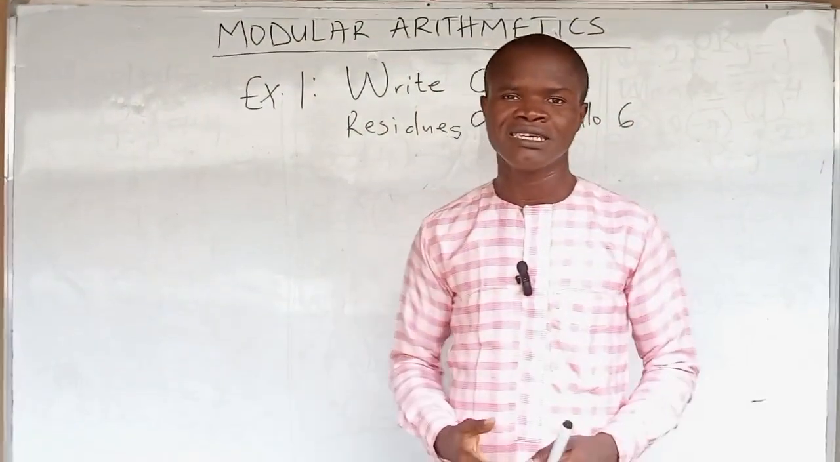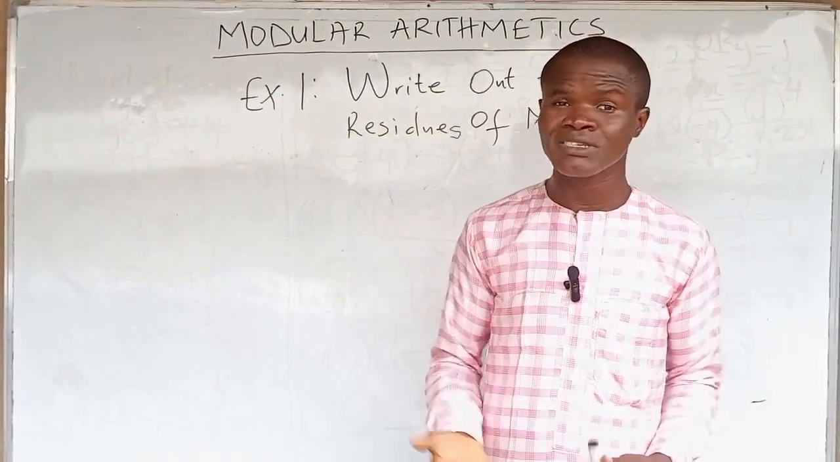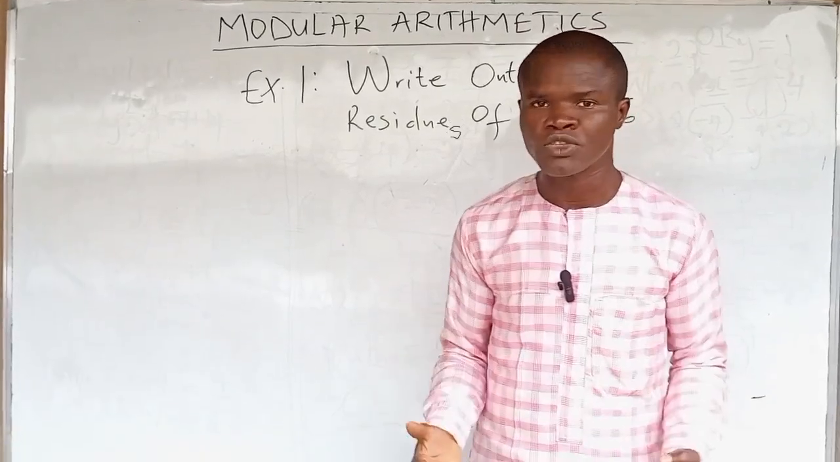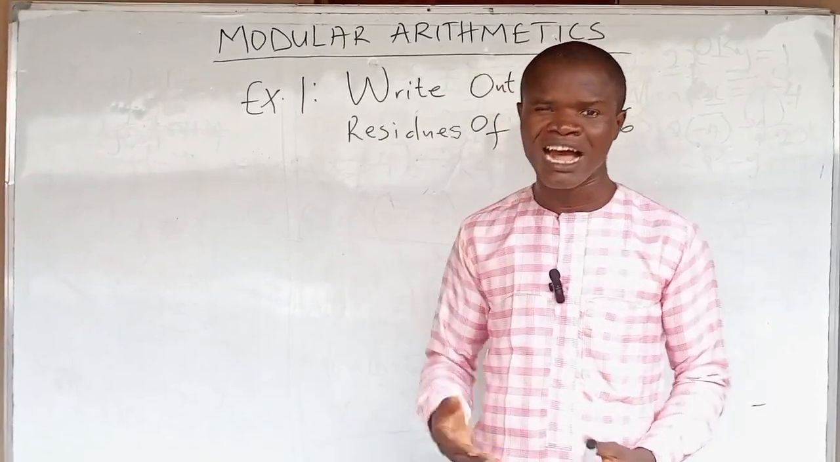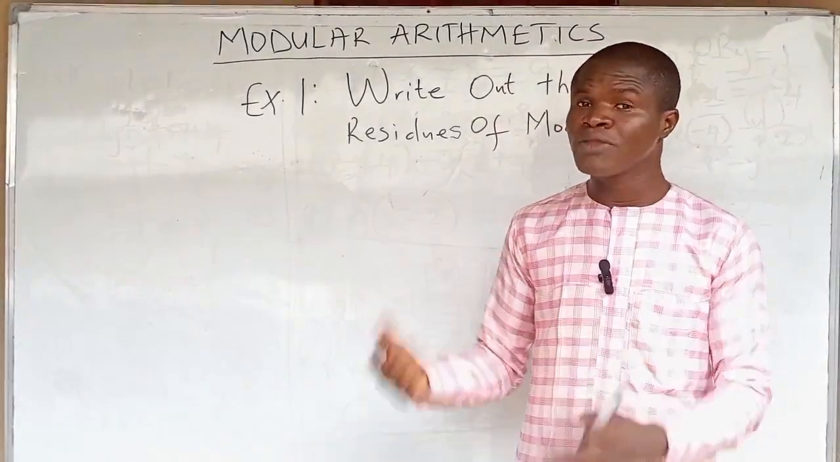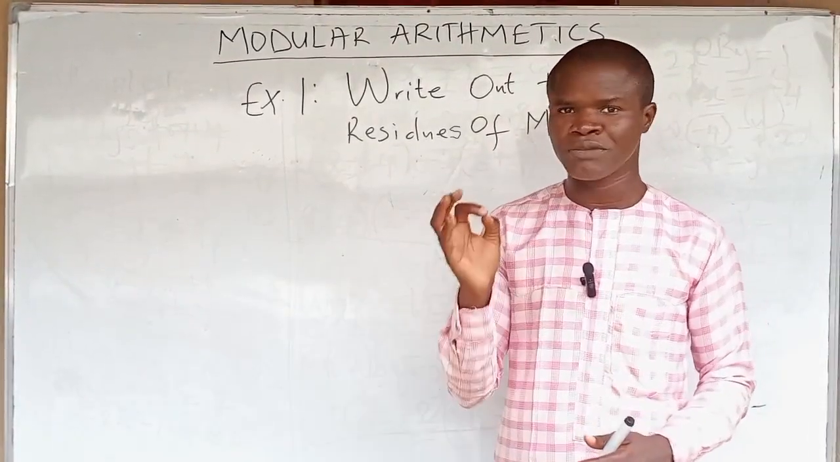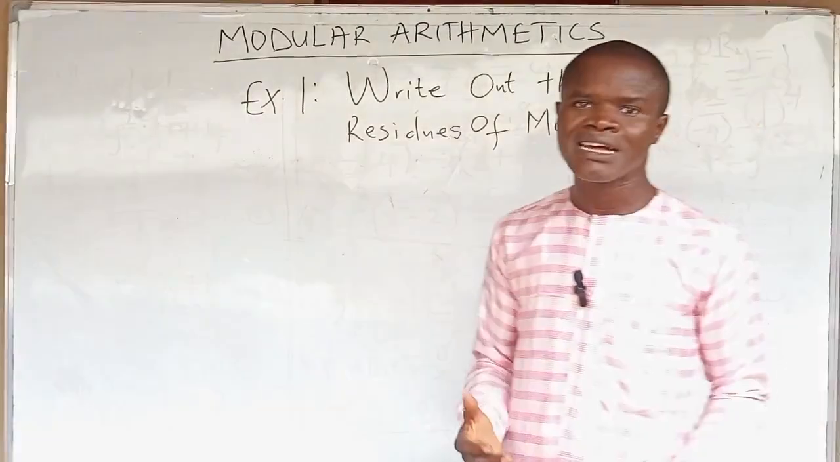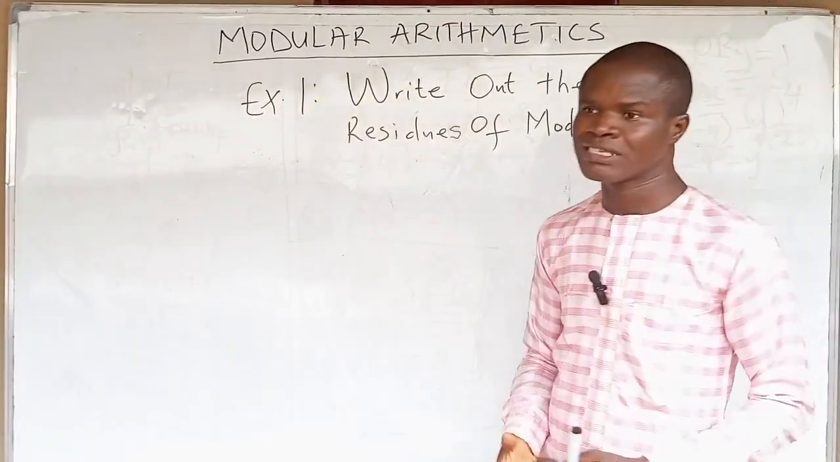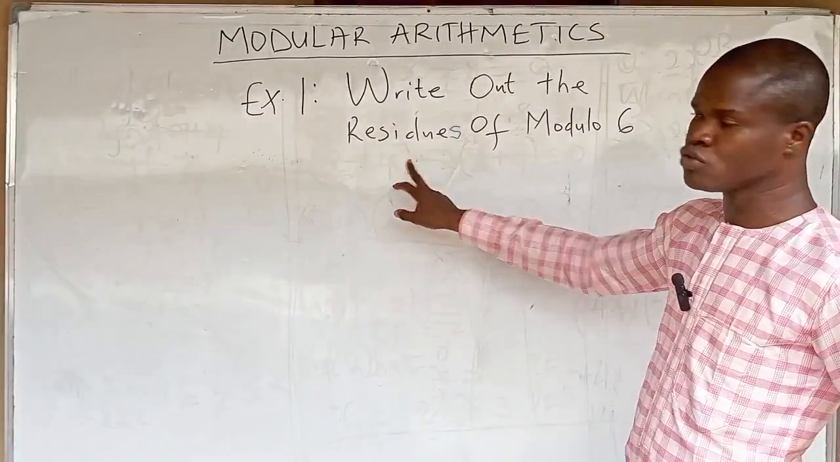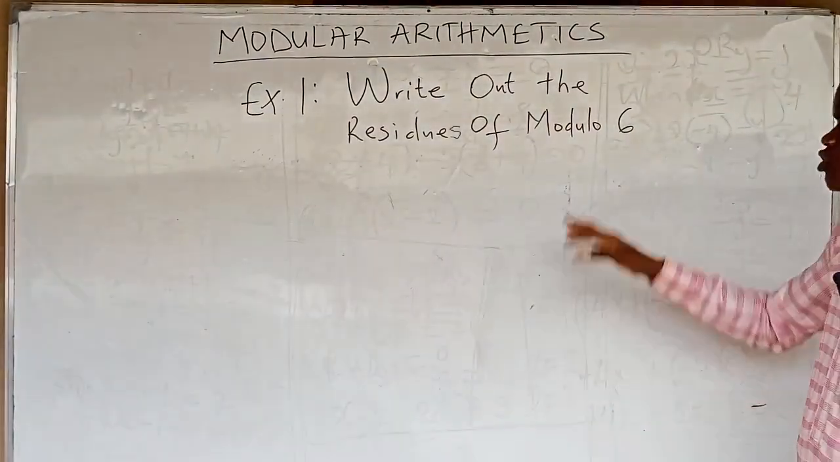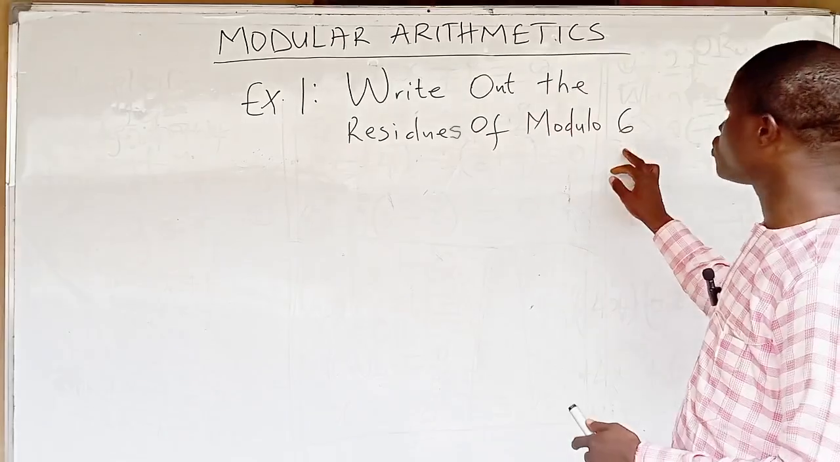So modular arithmetic is a kind of arithmetic that follows a cyclic event where a particular number keeps reoccurring after a particular interval. In modular arithmetic, we pay attention to remainders. But to understand modular arithmetic, the first thing you need to understand is what we call residue. And then another thing you need to understand is what we call modulo. We are in modulo 6.